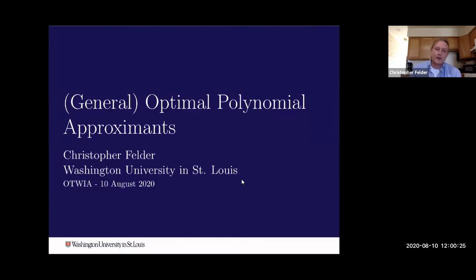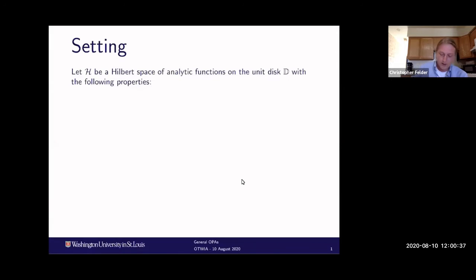So I'm going to talk about optimal polynomial approximants in some slightly more general sense than which they've been talked about in the existing body of literature. Okay, so let's get situated. For this talk, I want to be in a Hilbert space of analytic functions on the unit disk. I'm going to ask a few extra properties.